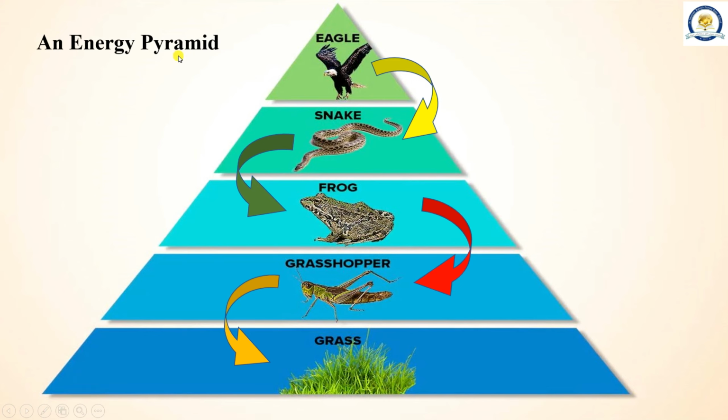An energy pyramid. Grass. Grasshopper, which eats grass. Frog, which eats grasshopper. Snake, which eats frog. Eagle, which eats snake.